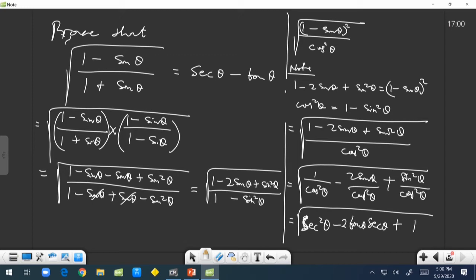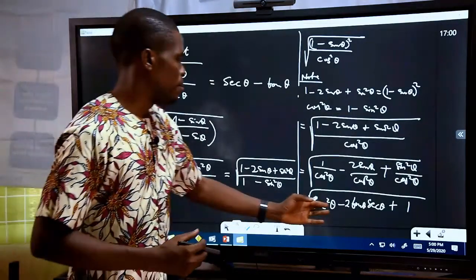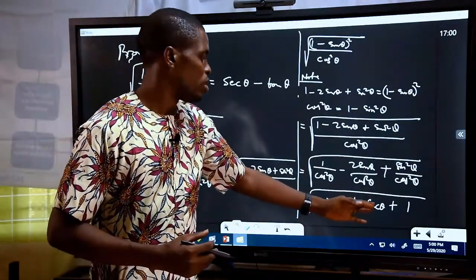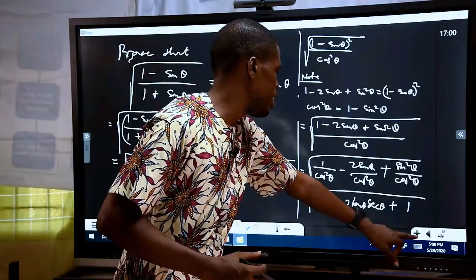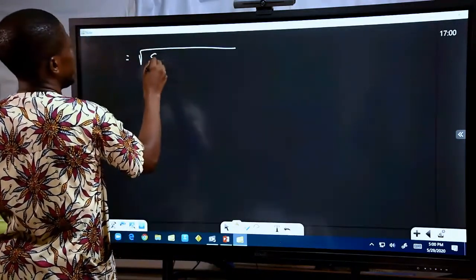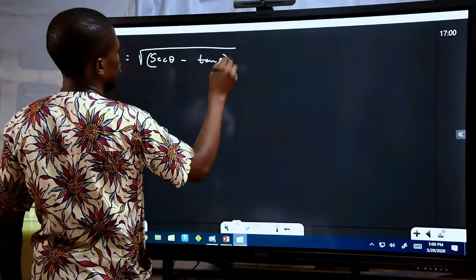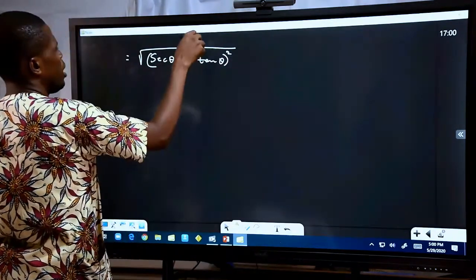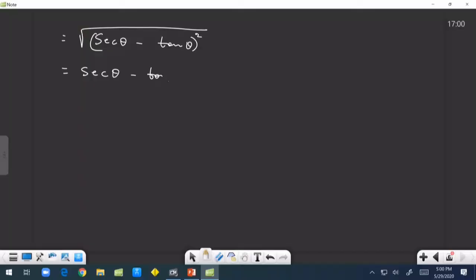Okay? If we factorize that expression, sec squared theta minus 2 tan theta sec theta plus 1, what we are going to have is the square root of sec theta minus tan theta all squared by the time we do factorization. So the square root of this is the same thing as sec theta minus tan theta, as expected. So that is the answer.